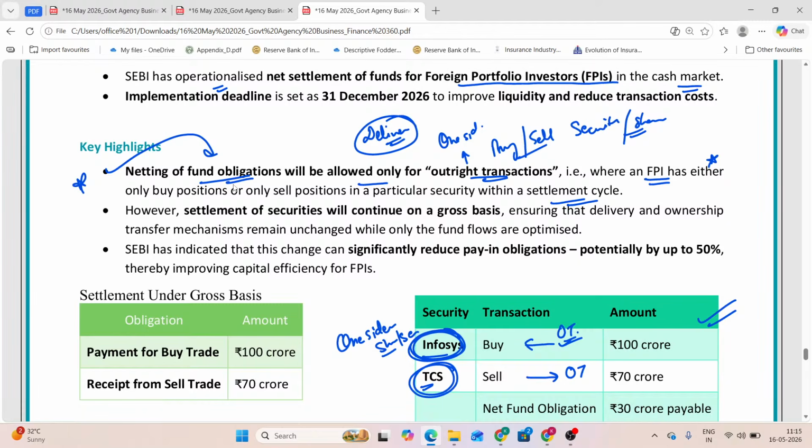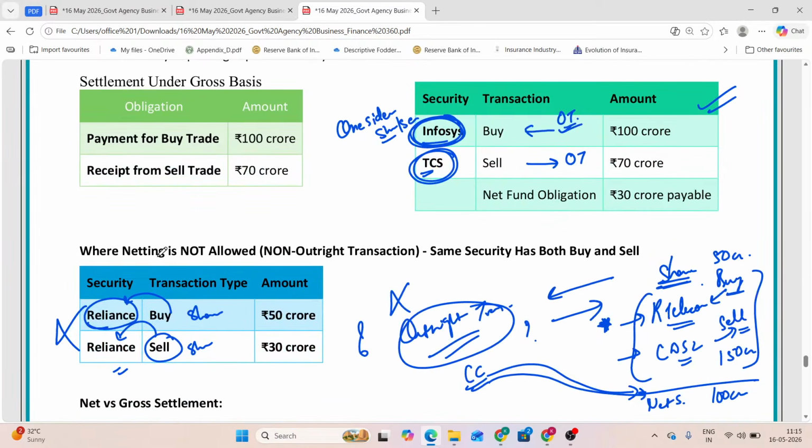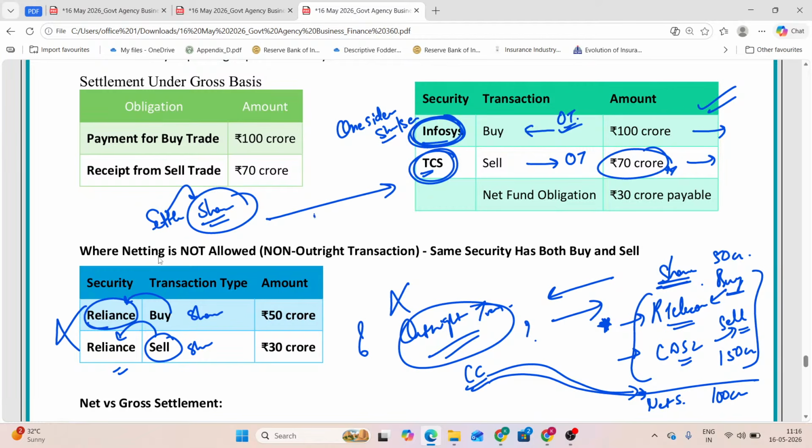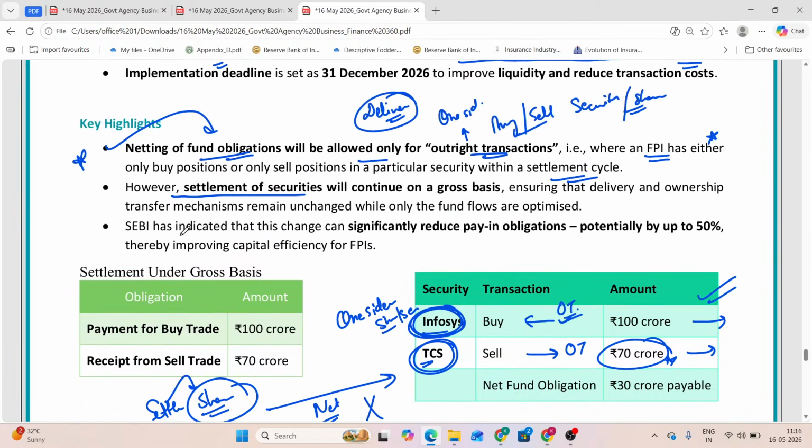Okay. However, what about settlement of securities? Can the settlement of shares happen on a net basis, where you only get part of the Infosys shares, or you only sell part of the TCS shares when you have promised to sell this much worth of shares? Can you get the settlement of shares on a net basis and not gross? No. The settlement of securities should only be on a gross basis. Only the fund obligation can be netted, but the settlement of securities will continue on a gross basis, ensuring that the delivery and ownership transfer mechanism works smoothly. So this is the whole idea, which I hope is very clear.